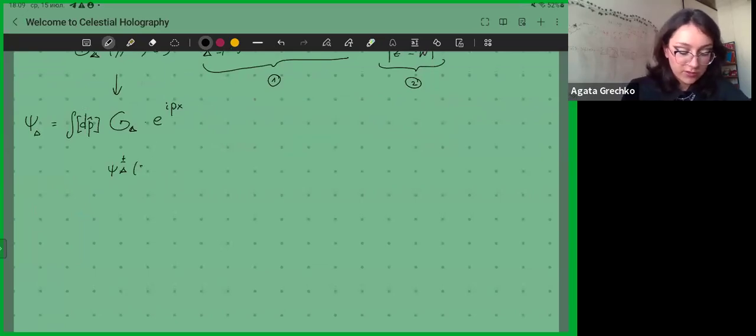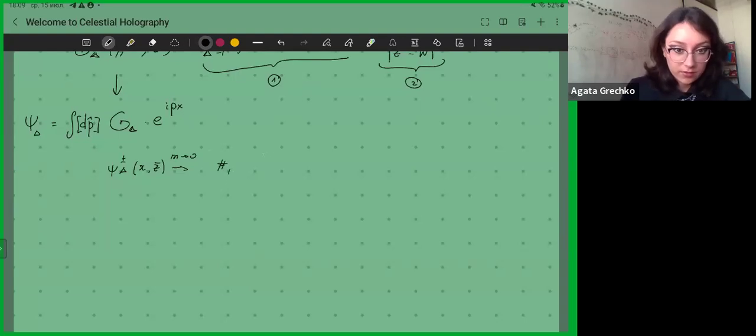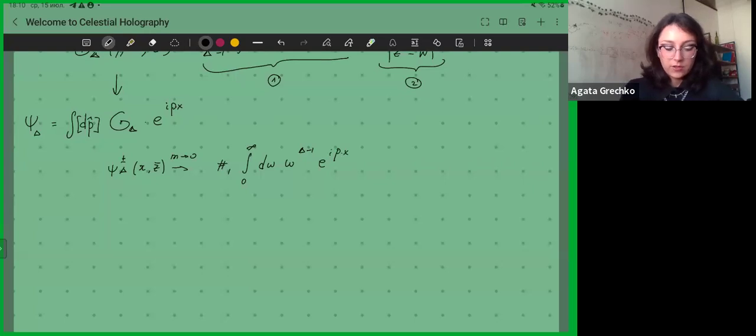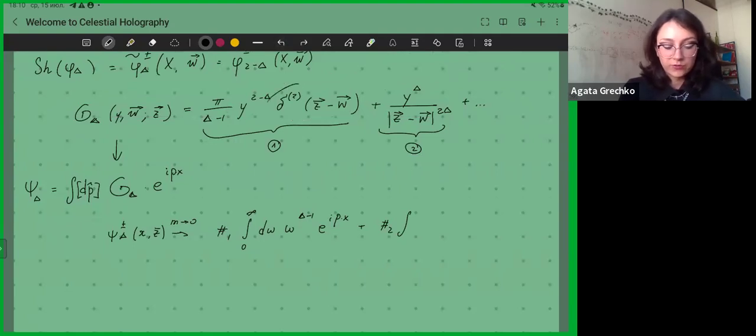So let's write it a little bit more explicitly. When we take the massless limit, I will not write down the normalization factors, we get normalization factor 1 times our normal Mellin transform, plus normalization factor 2 times another integral. And there, since we don't have the delta function, remember the delta function basically ate 2 of the integrals for free, 2 of the integrals from this measure.